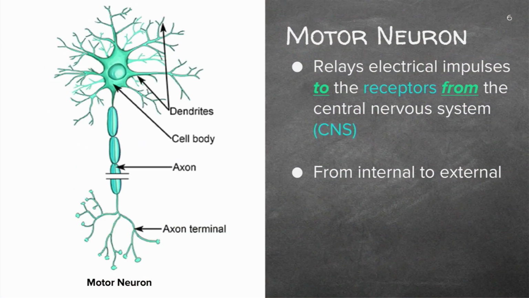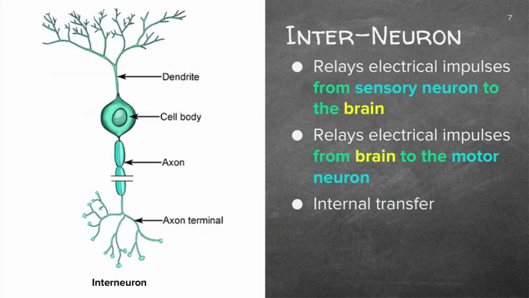Your motor neuron, opposite way. It relays it from the central nervous system to your muscles, from internal to external. And there's your motor neuron. It goes out. And then your interneuron, as I discussed, it relays it from the sensory neuron in the brain to the motor neuron. It's an internal transfer neuron.